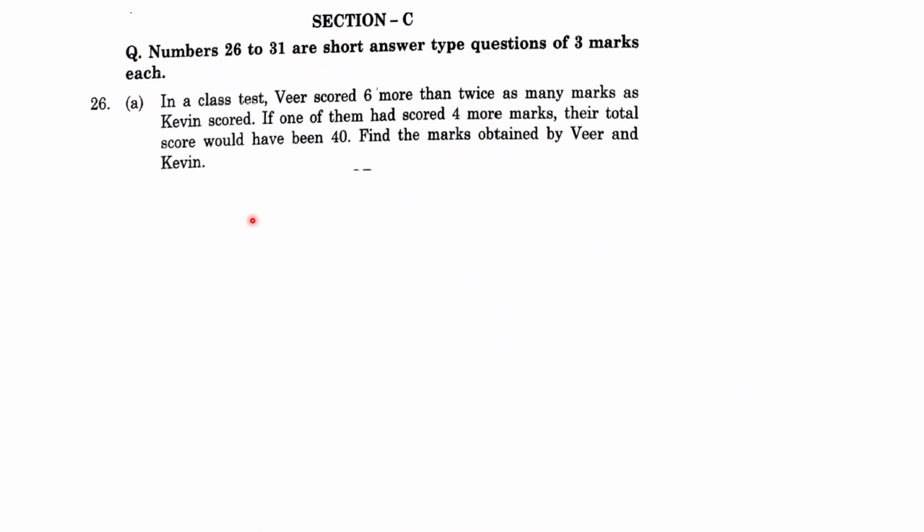So this is question 26A. In a class test, Veer scored 6 more than twice as many marks as Kevin scored. So we'll assume the marks scored by Kevin is x. I'm writing in short. So the marks scored by Veer will be 2x plus 6.